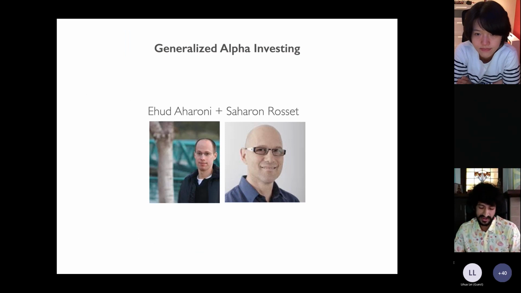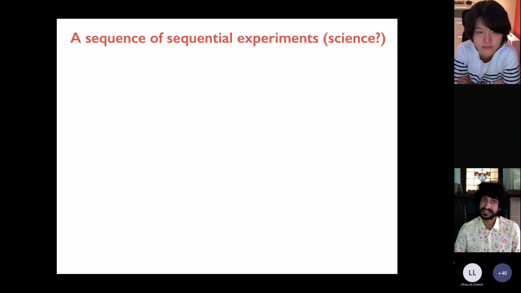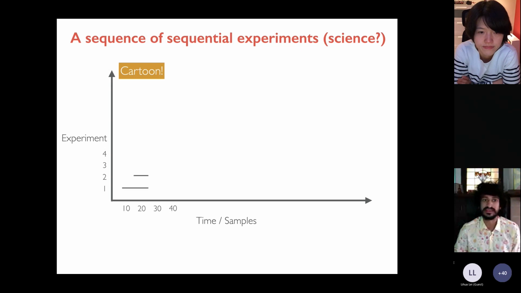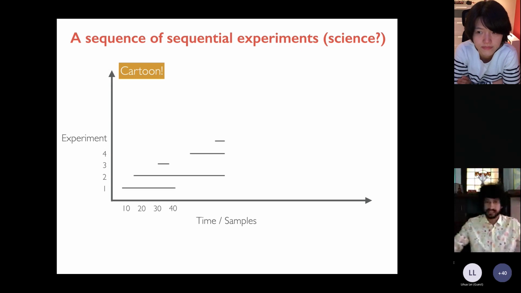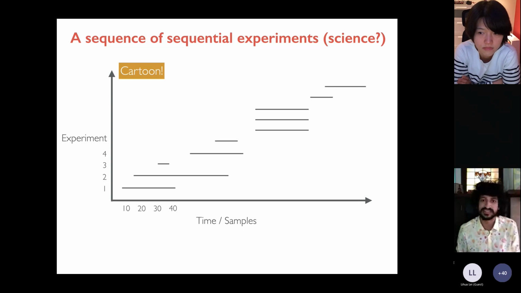Okay, so with that terminology out of the way, let me quickly discuss the generalized alpha investing work by Aharoni and Rosset. I think of science generally as being like a sequence of sequential experiments. Imagine yourself being Novartis and trying to test for drugs that cure Alzheimer's or diabetes or something of that kind. This is a decades-long process. Many different drugs will be tested over time. Some of those are clinical trials.